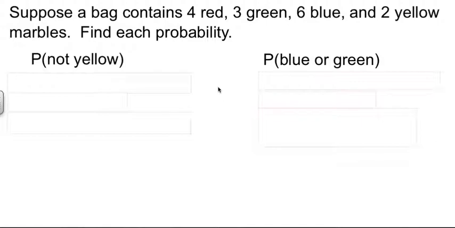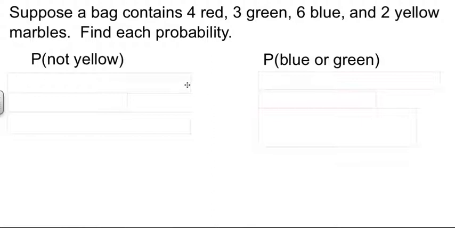Okay. Let's suppose we have a bag with 4 red marbles, 3 greens, 6 blues, and 2 yellows. And I'm going to hold the bag, I would say above your heads, but for some of you that would be kind of impossible for me since you're taller than I am. But I'm going to hold the bag in such a way that you can't see what you're grabbing. And I'm going to ask you to reach in the bag and pick out a marble. I want to know what's the probability that it is not yellow.